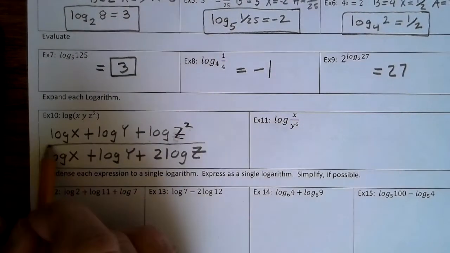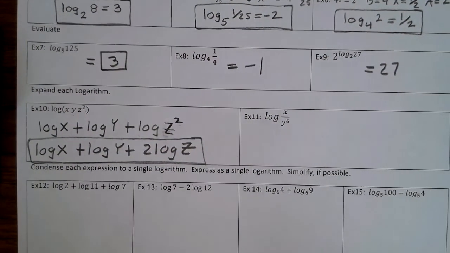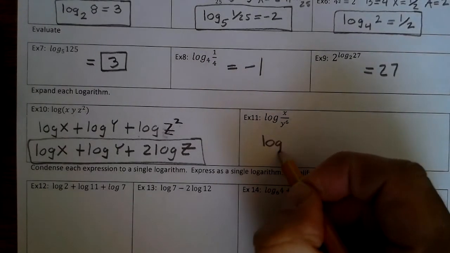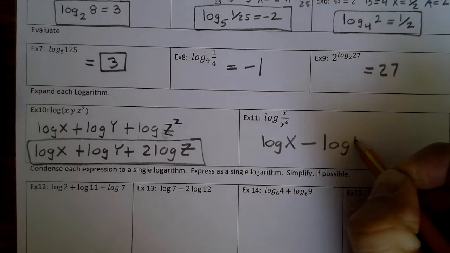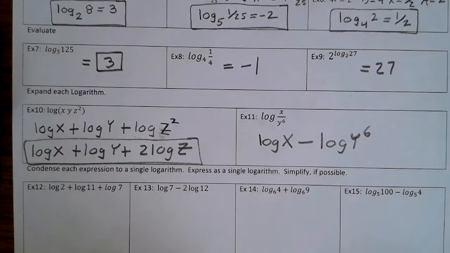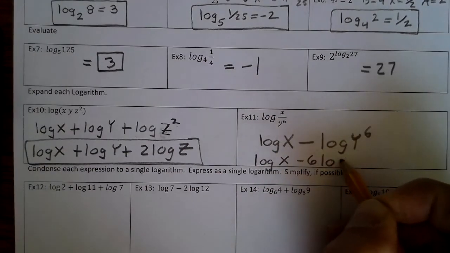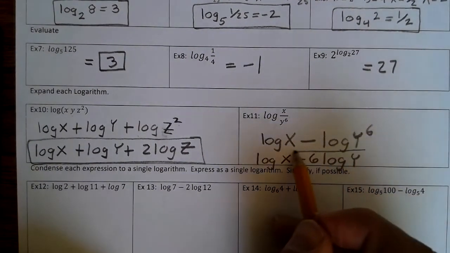Okay. Now we know from our notes that division is subtraction, so that's log of x minus log of y to the 6. But we know that the 6 can go in the front, so that's log of x minus 6 log of y. All right, go ahead and finish up example 10 and 11.